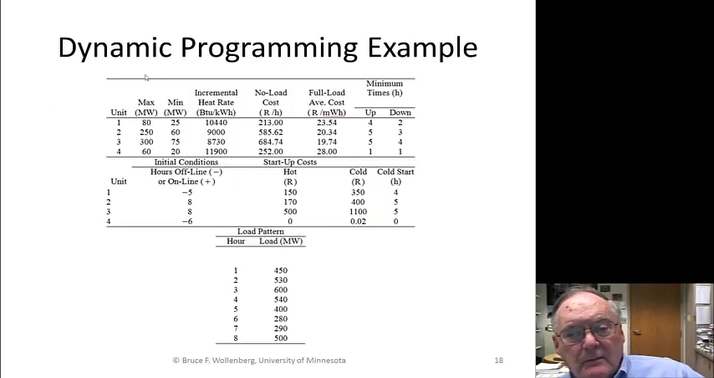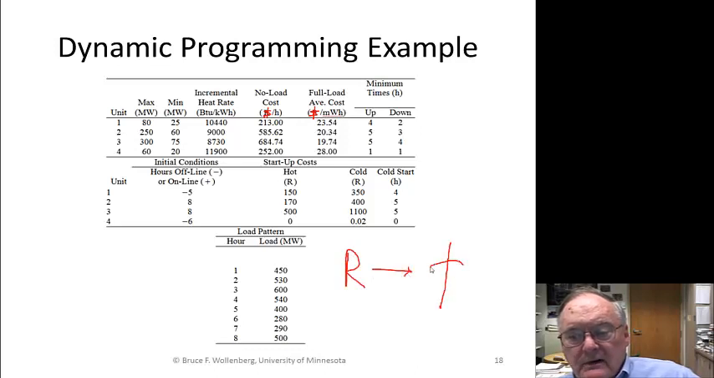So here's an example. You really should look at this in the book. It's kind of a long set of things to go in here. By the way, these R's should be dollar signs. I'm going to put this down. R should be a dollar sign. Okay. We have 4 generating units.